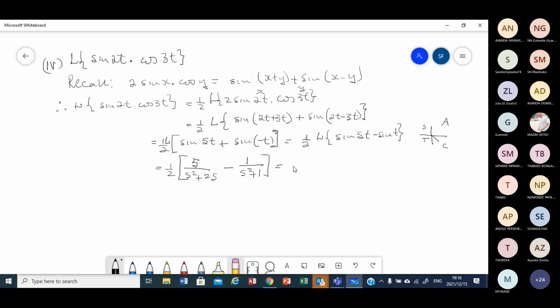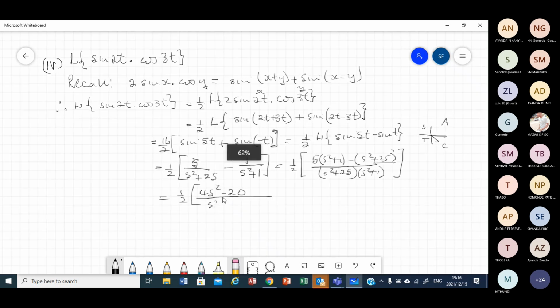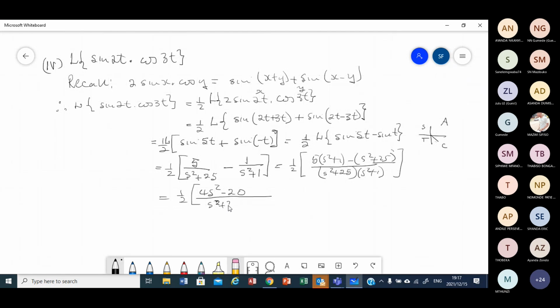If you like, you can simplify inside. That is half into LCD. It is s squared plus 25 into s squared plus 1. Take that here. It's going to be 5 into s squared plus 1 minus into s squared plus 25. If you work it out, it's half into 5s minus s, that will be 4s squared plus 5 minus 25, that is minus 20. If you simplify, that is s squared plus 25 into s squared plus 1.